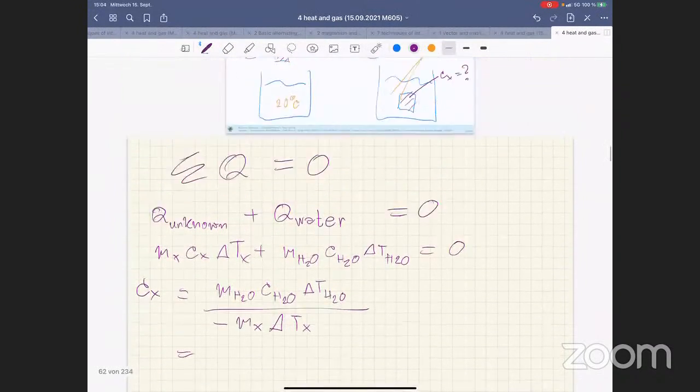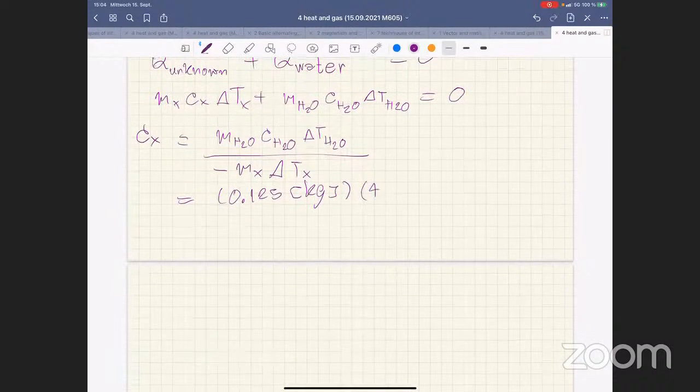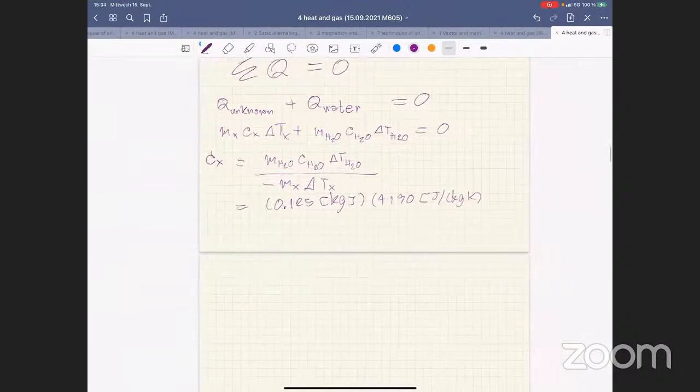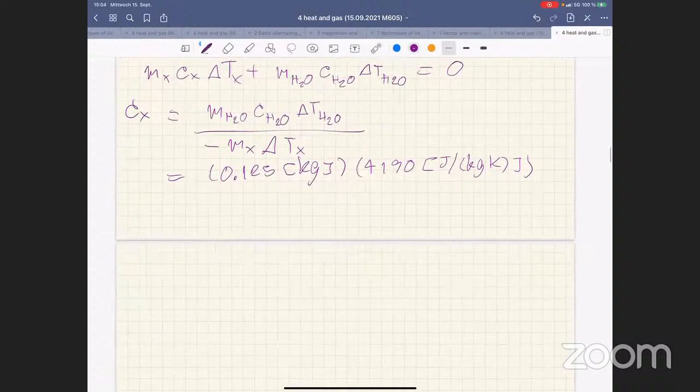The mass of the water is 0.125 kilogram, and the specific heat of the water is 4190 joule per kilogram and Kelvin. Oh, we don't have enough space.